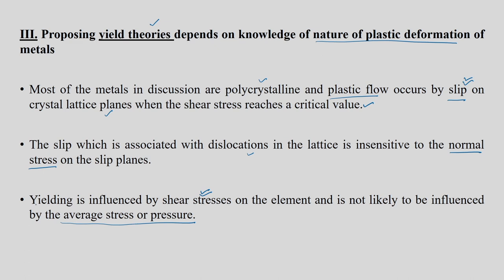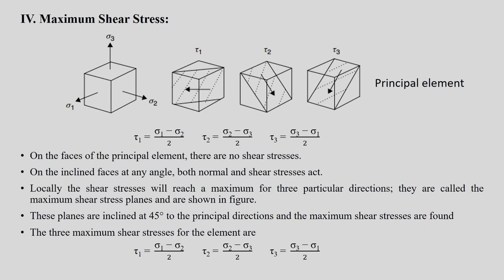So it is not going to be influenced, but what this average stress is, we will see now. In a way, we are going to say that if you want yielding in polycrystalline materials, then shear stresses are the main ones responsible for that. Now if you want to speak about shear stresses, there is something called the maximum shear stress. Again, we are going to discuss the principal element only. Generally, an element we take in the form of a cube, and we say that sigma 1, sigma 2, sigma 3 are acting perpendicular to each face and they are nothing but principal stresses. I have written it as principal element here.